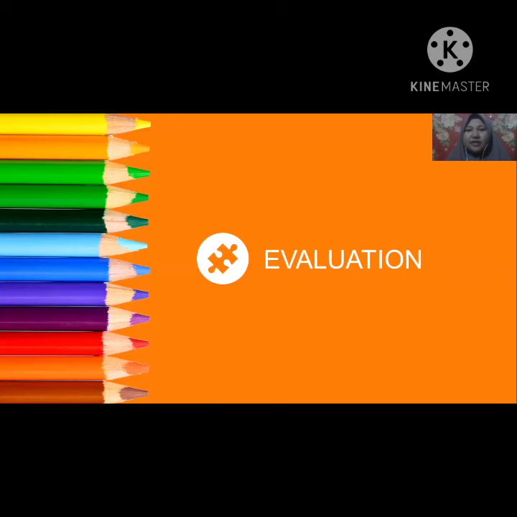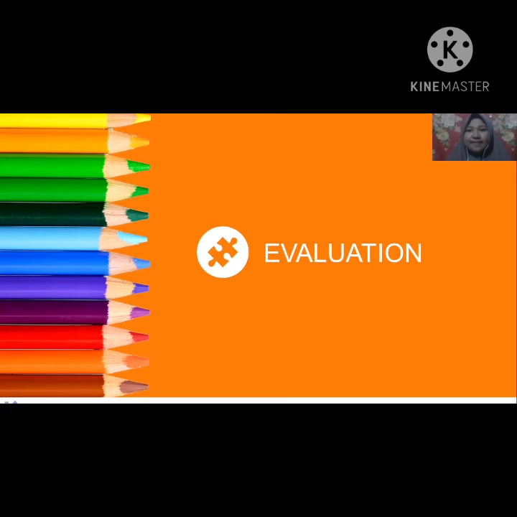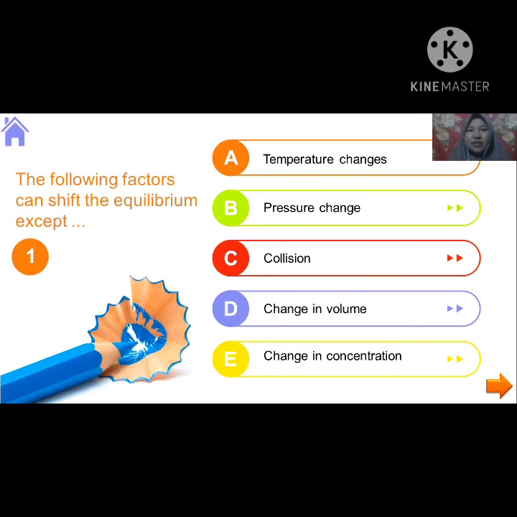Okay, we will go next to the evaluation section. We will find out how much you understand from my explanation before. So we will start. The first question: the following factors can shift the equilibrium, except. So there are some choices: temperature change, pressure change, collision, change in volume, change in concentration.